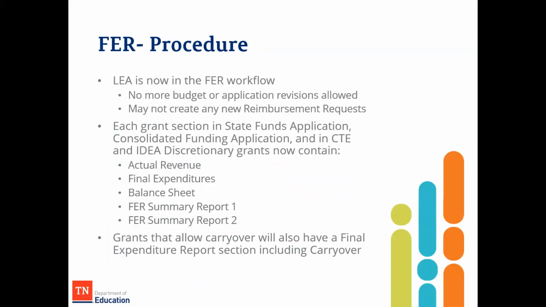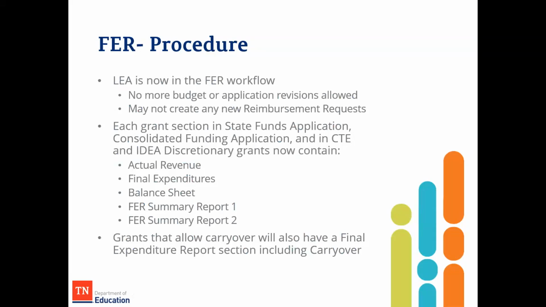So once you click on that, you're now in the FER workflow. So again, no more budget or application revisions are allowed. You cannot create any new reimbursement requests. Each grant section in state funds application, as well as consolidated funding application, and in CTE and IDA discretionary grants, now contain an actual revenue, final expenditures, balance sheet, a FER Summary 1 report, and a FER Summary Report 2.